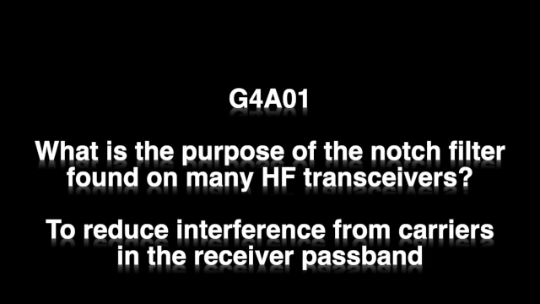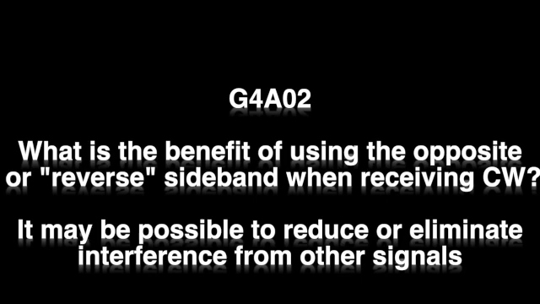G4A01. What is the purpose of the notch filter found on many HF transceivers? To reduce interference from carriers in the receiver passband. G4A02. What is the benefit of using the opposite or reverse sideband when receiving CW? It may be possible to reduce or eliminate interference from other signals. G4A03. How does a noise blanker work? By reducing receiver gain during a noise pulse.